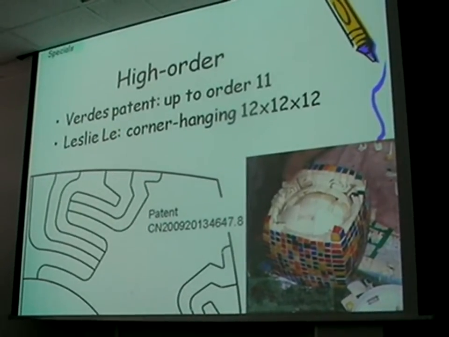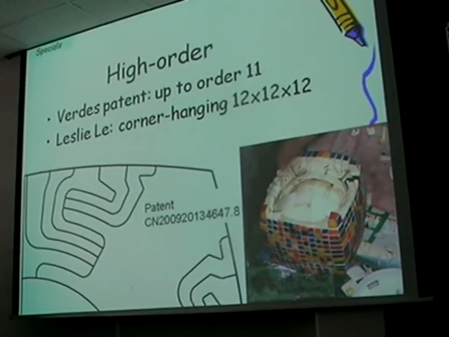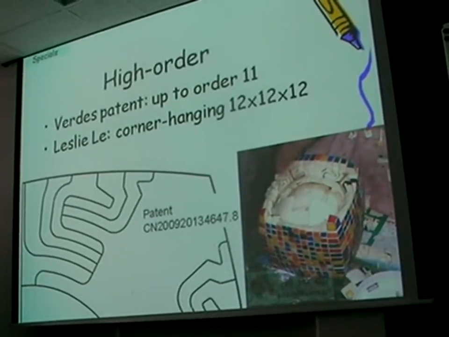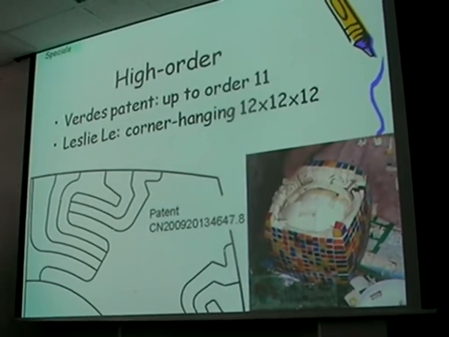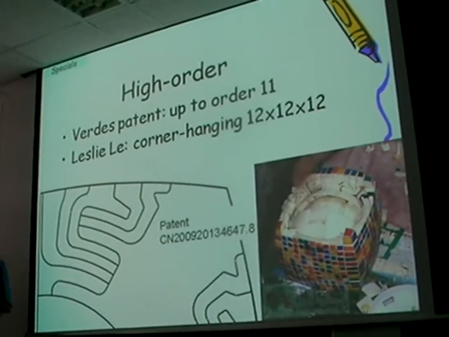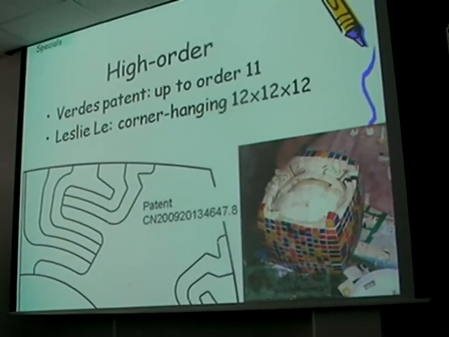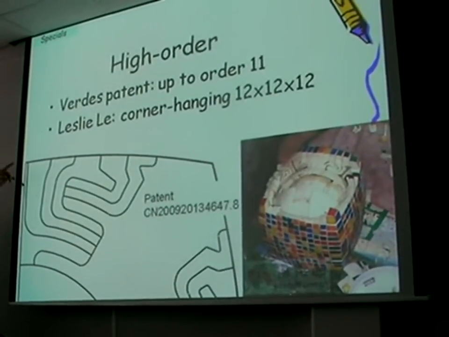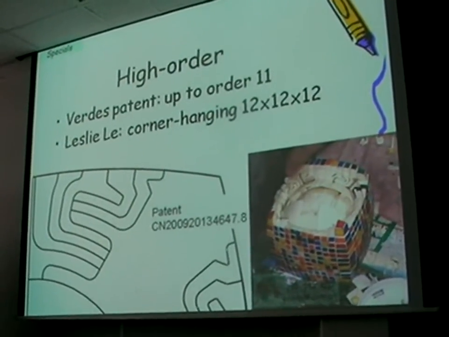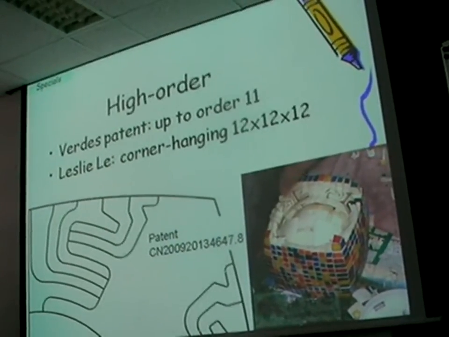We still have to see the video, but this is one of the directions people have been going to, higher order cubes. And well, we all know that Verdus was the first person to break the high order limit of 5 by 5 by presenting a 6 by 6 and then a 7 by 7. And he made a patent that went all the way up to 11 by 11, which can now be commercially bought from one of the knockoff sellers in China. But it was Leslie Lee, also a person from China, who invented and built a Rubik's Cube of order 12, which is higher than the highest design of Verdus.